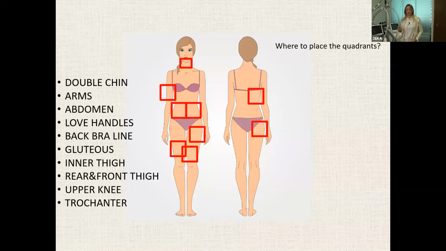Where to place the quadrants? This is a little bit more complicated, because remember that when we work in one quadrant of 15 by 15, I will see very good improvement even out of the squares. So it doesn't matter to cover an entire leg of quadrants. I will put my quadrants only on the most problematic areas. So we can treat double chin, later we are going to see how, arms, abdomen, love handles, back bra line, gluteus, inner thigh, rear and front thigh, upper knee and trochanter.